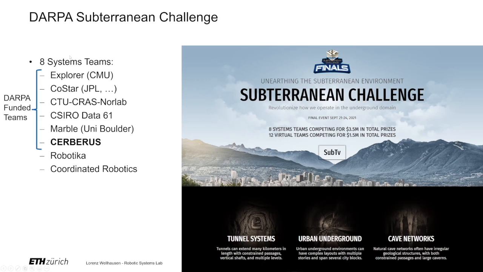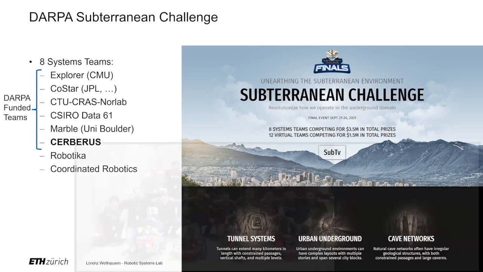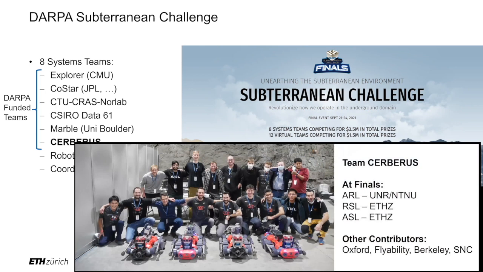6 of those were actually funded by DARPA. So in the run-up to the challenge, they already got funding, and then the 2 bottom ones, they just had their own money and were significantly less well-funded than us. Team Cerberus, who are we? At the finals, it was 3 labs. It was the Autonomous Robots Lab, formerly from University of Nevada, Reno, now in Norway at NTNU. And then from ETH, we had the Robotics Systems Lab and the Autonomous Systems Lab.